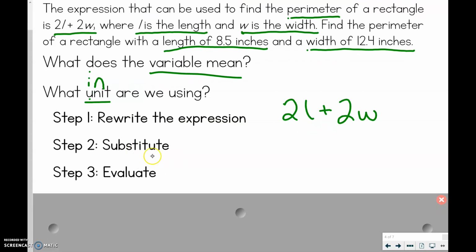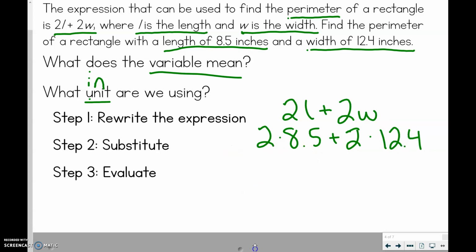So we need to substitute. So we need to know what L and W are, which is length and width. So we got 8.5 for L, 12.4 for W. So I'm going to substitute those in. Remember, this just means 2 times for both of these. So I'm going to do 2 times 8.5 plus 2 times 12.4. Okay, and now you just solve following order of operations. So we've got multiplication, addition, multiplication. So we're going to do that multiplication from left to right. Now you can kind of do them at the same time because they're not going to impact each other until you add them.